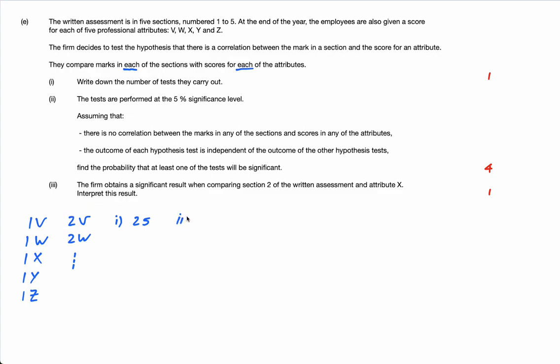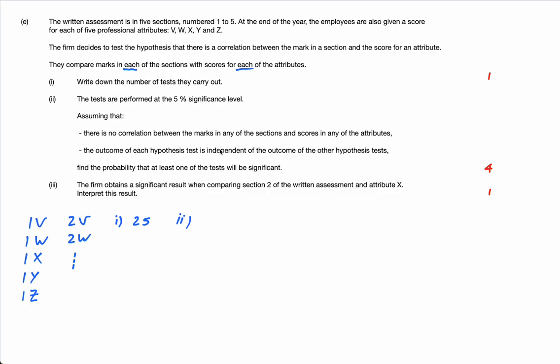Okay, part 2. He says, assuming that there's no correlation between the marks in any of the sections and any of the scores in the attributes. So essentially, imagine they did the tests and there was no correlation. They were testing the hypothesis that there was correlation between a mark and a score, but there wasn't. So we're assuming now there's no correlation, and the outcome of each hypothesis test is independent of the outcome of the other hypothesis test. Find the probability that at least one of the tests will be significant.